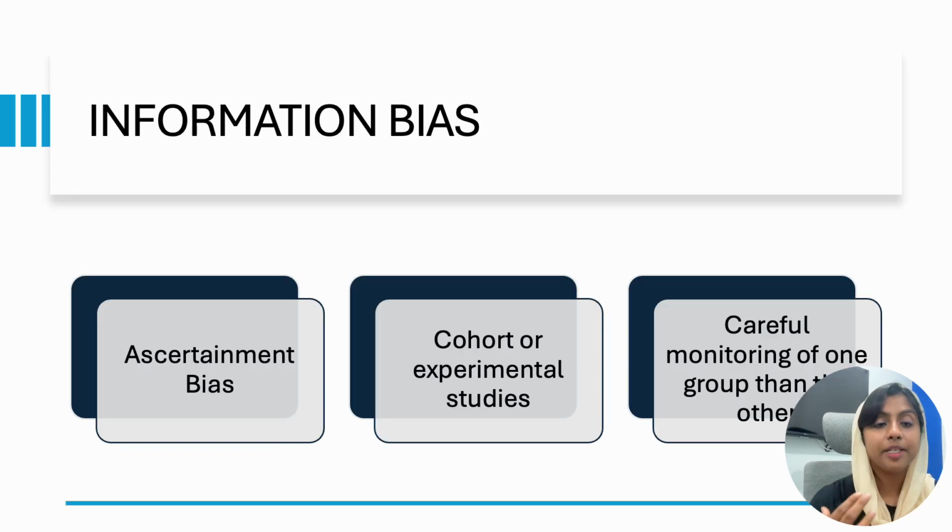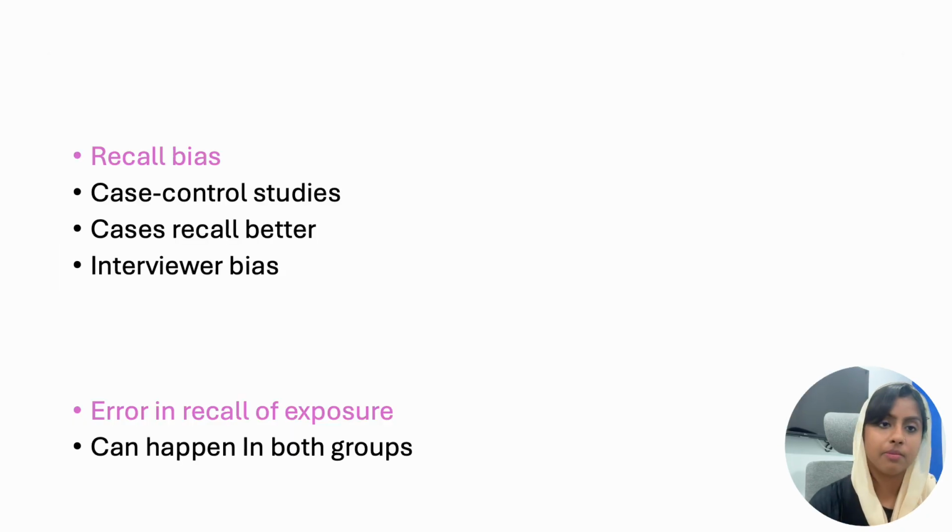Another form of information bias that can occur is ascertainment bias. For example, in a cohort study or an experimental study where you know, for example, that smoking causes lung cancer, you're probably going to observe the smokers group more closely for development of lung cancer. So that is called the ascertainment bias. So it's a type of information bias.